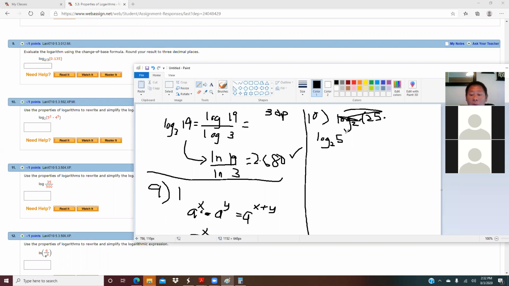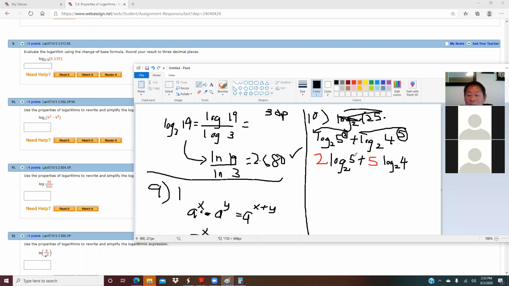So it becomes log_2 5 squared plus log_2 4 to the power of 5. Pay attention, this is very important. The multiply, I make it as plus. So what do I do next is this power, I can move up front. So this will become 2 log_2 5. Plus, now this one is also special. This 5, I can move it up front too. So we have 5 log_2 4.